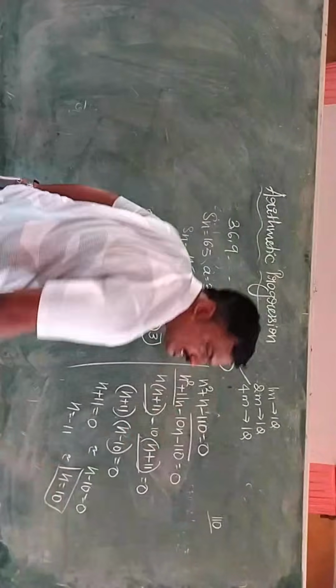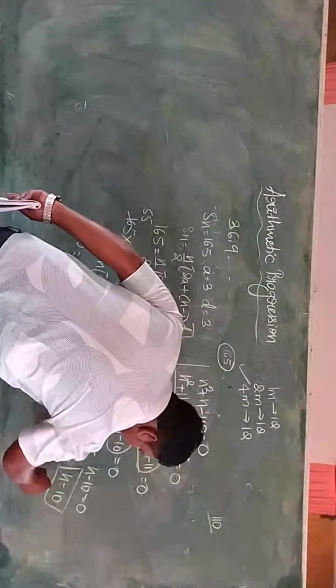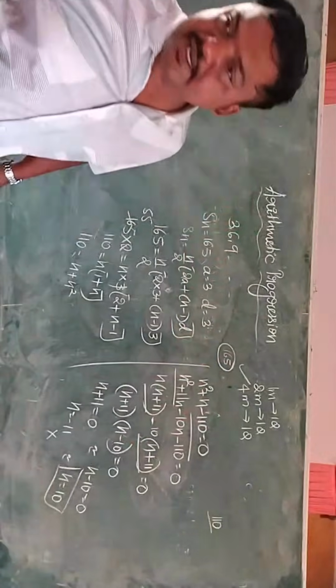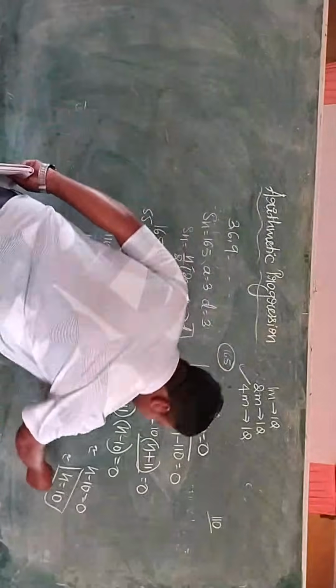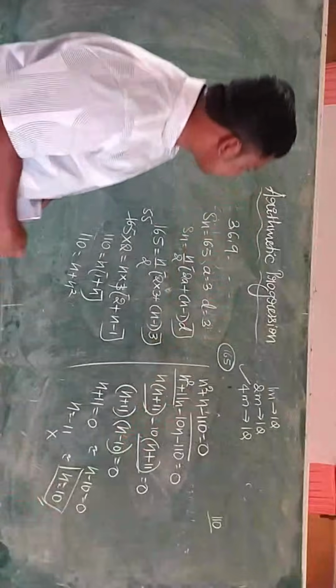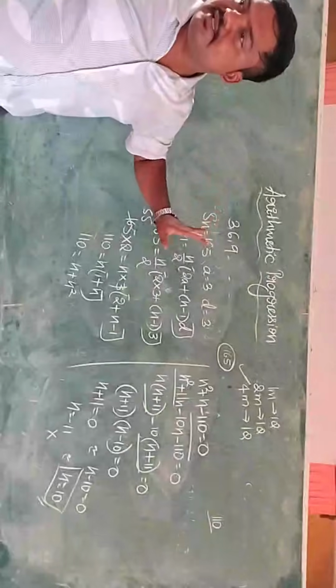n is equal to plus 10. As we all know that n is always a positive integer. n is not a negative integer, n is not a decimal number. Therefore, the correct answer is 10. Total how many terms are there in this AP? 10. 10 terms add up to 165.